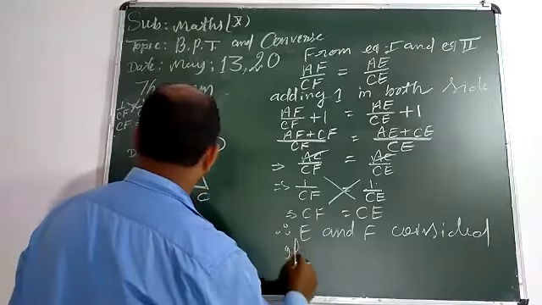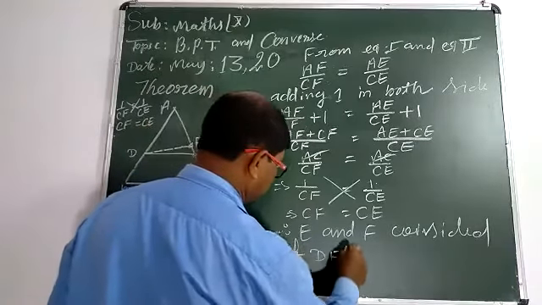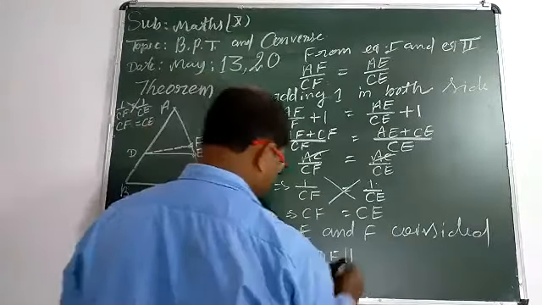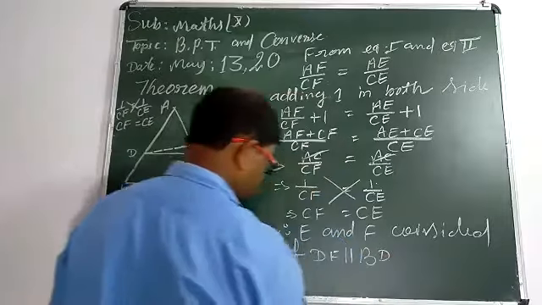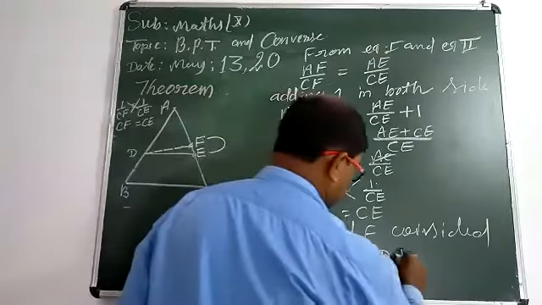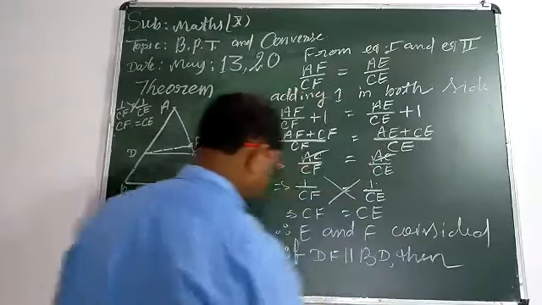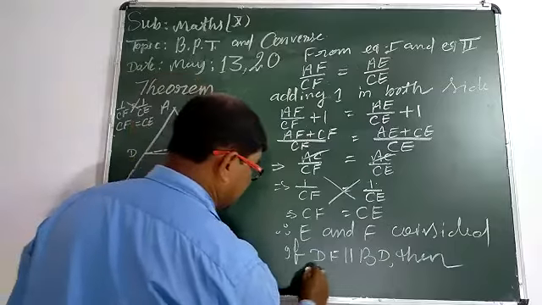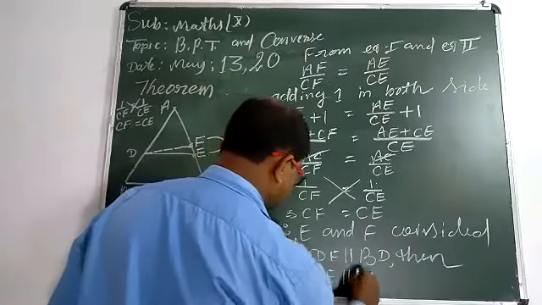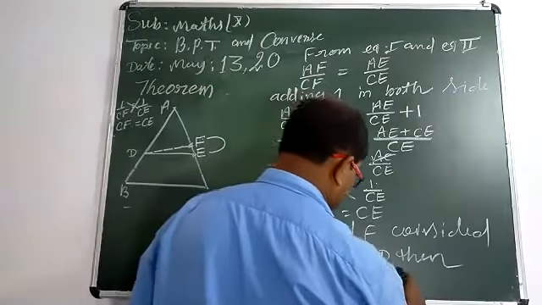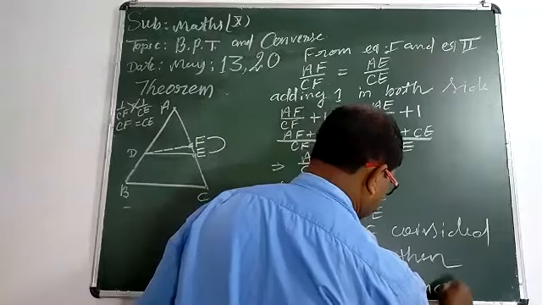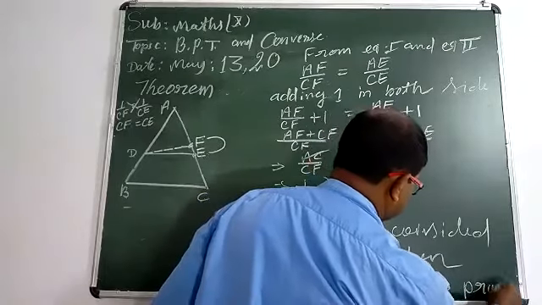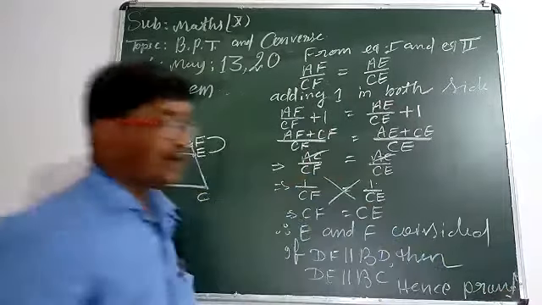If DF is parallel to BC, then DE is parallel to BC. Hence proved.